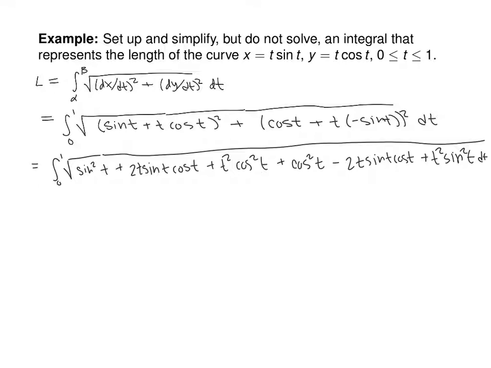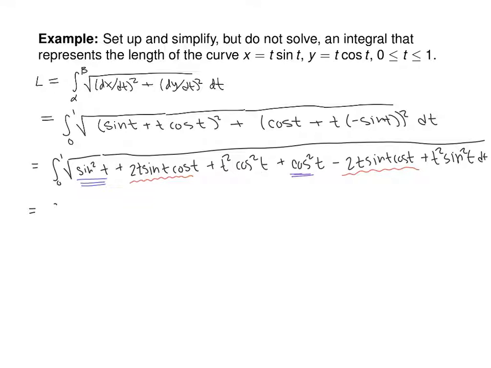And now some stuff will get better. So for example, this 2t sine t cosine t cancels with that one. So that's gone, no big deal. This sine squared t plus that cosine squared t, well, that will equal 1. So let's at least write that much down.